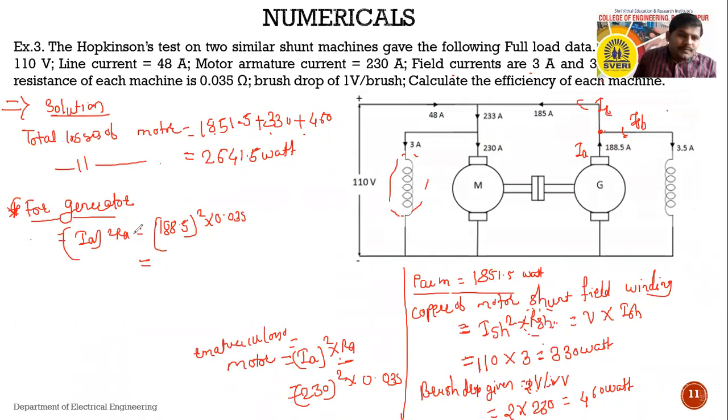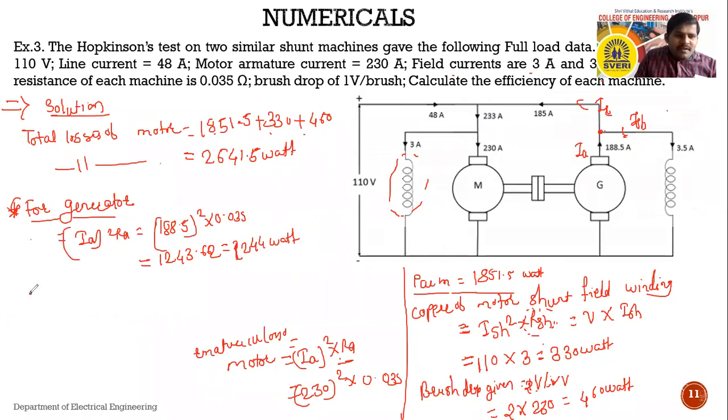So it is near about 1244. 1244 watt. It is the armature copper loss of the generator.